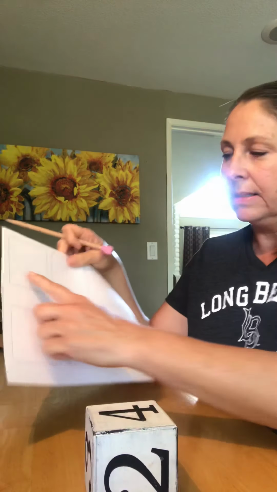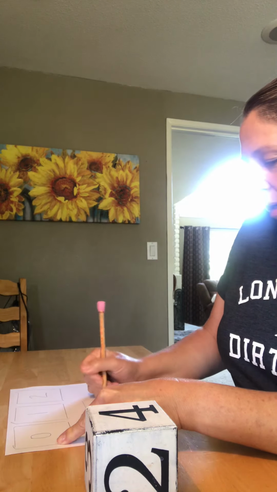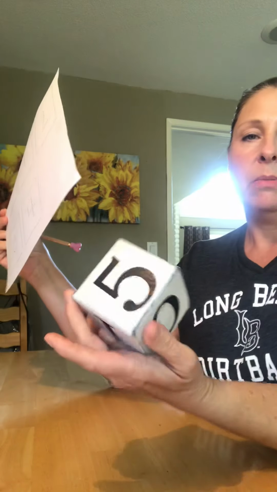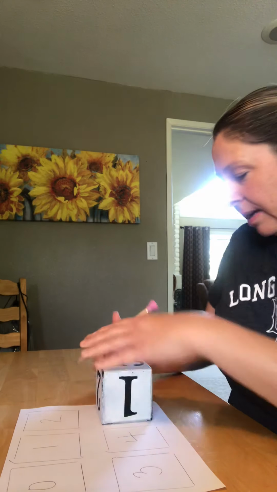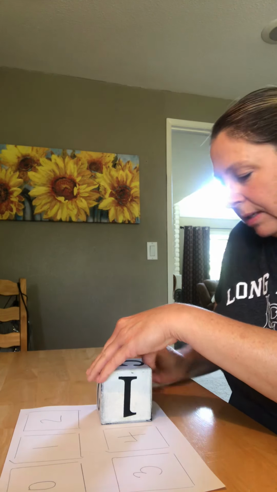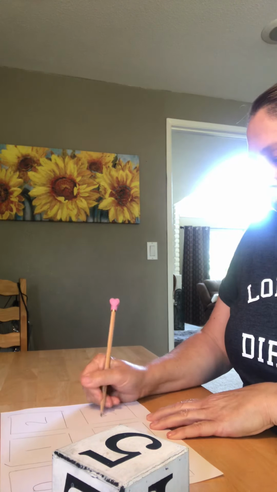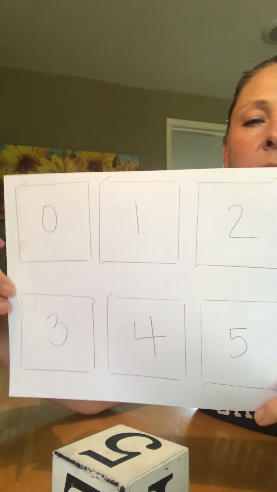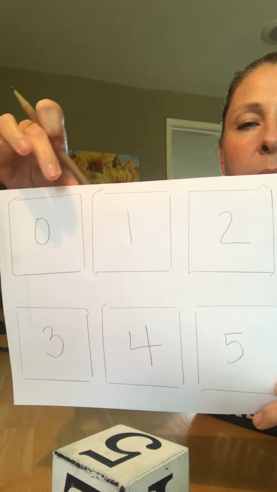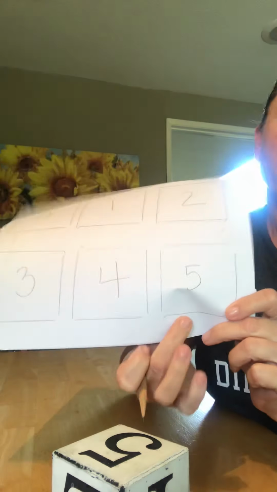But I'm not done because I did 0, 1, 2, 3, and 4 so far. But my cube has a number 5 on it. So let me trace with the 5 facing up. Here's my 5 facing up. And when I trace this one, this will be my number 5. That's all the faces on my cube. So this is a 0, but this is how many faces. 1, 2, 3, 4, 5, 6 faces.